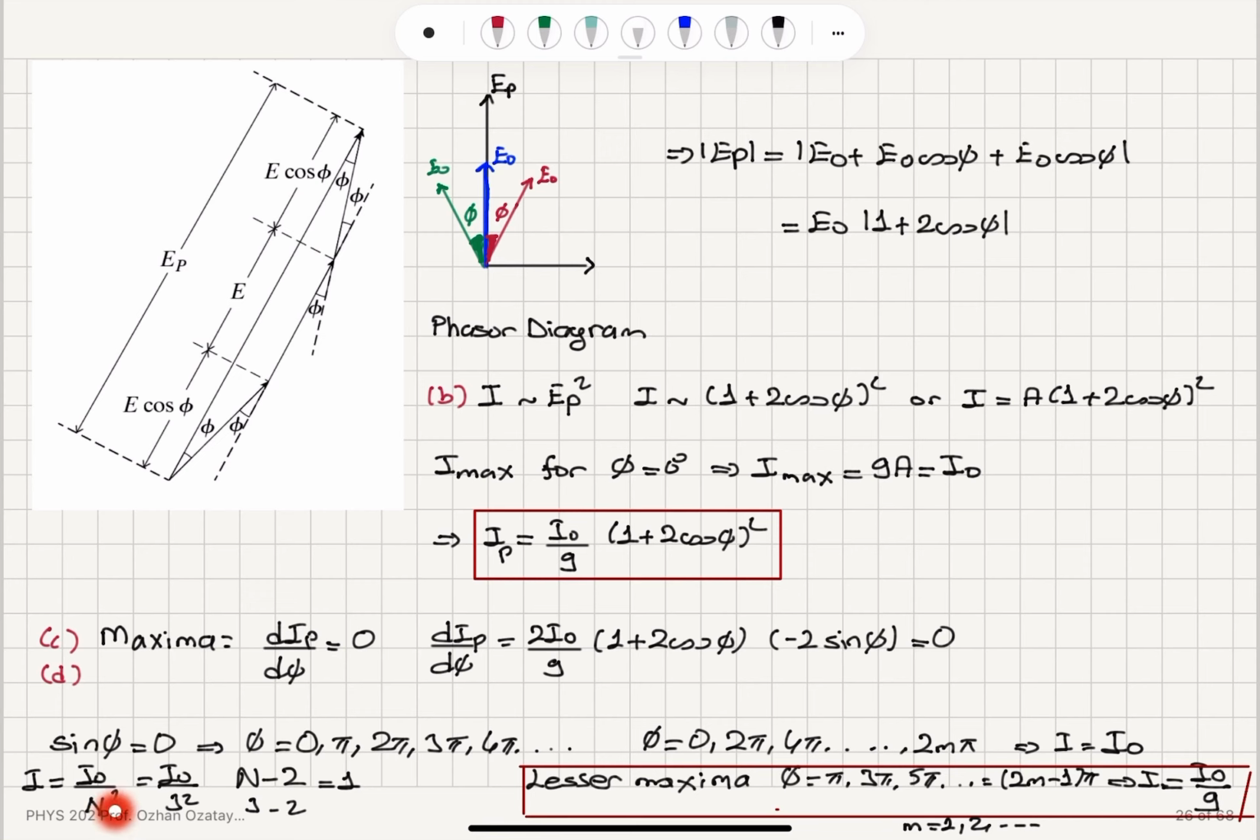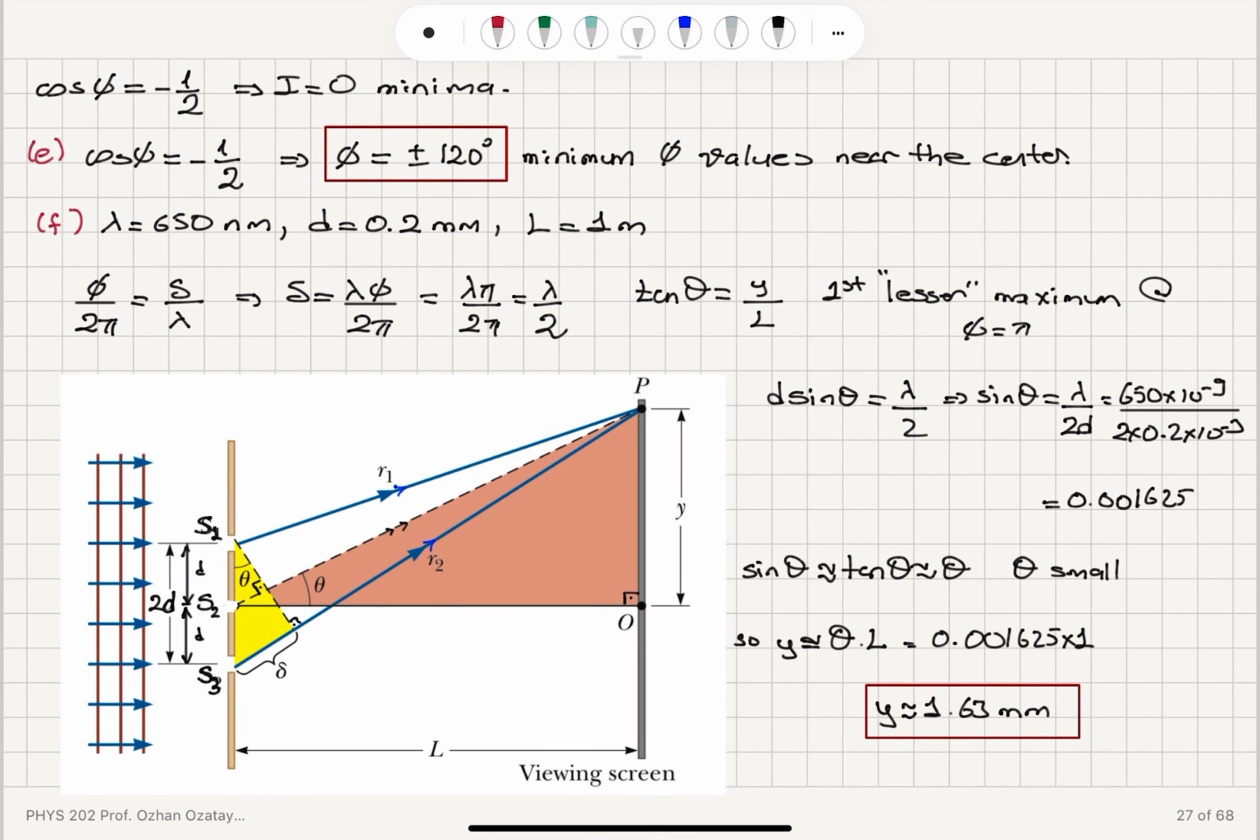Secondary maxima have intensity I0 over 3 squared, I0 over n squared, and the number of secondary maxima is n minus 2, that is 1. One secondary maximum, just like we suggested in the lecture. Now cosine phi equals minus 1 over 2 corresponds to a minimum, which corresponds to a phase difference of 120 degrees. So these are the minimum phi values near the center.